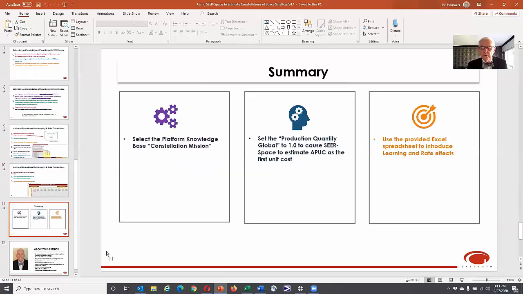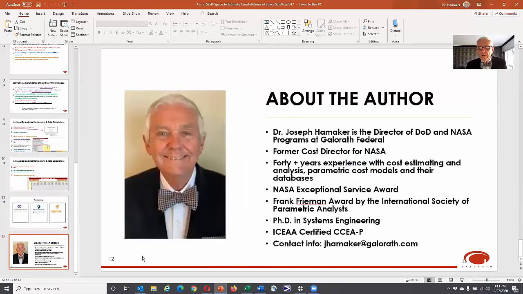Okay, so that's the gist of how to use SEER Space to estimate a constellation of satellites. So in summary, you select the platform knowledge base consistent with constellation mission. I recommend you set the production quantity to 1 and use the spreadsheet to take into account both learning and rate effects. And we found that the SEER Space model does pretty good on estimating constellations. We've estimated quite a few constellations for various customers over the past few years, and the model seems to be working well. So I'll repeat the first chart again with my contact information there at the bottom.